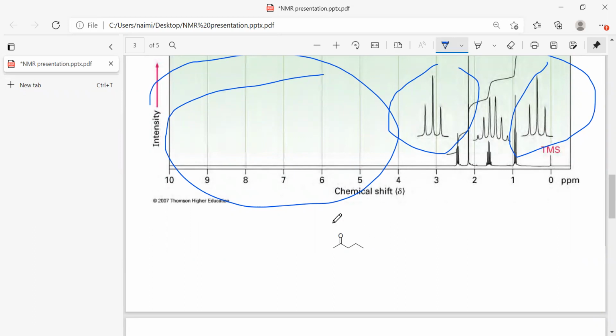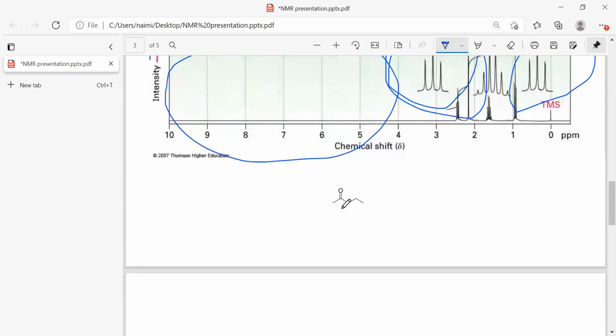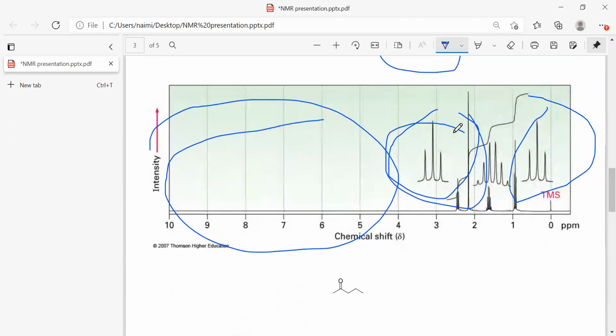This is the hexate, and this CS2 will be present in the deshielded region. So this is the CS3. Okay, and you can see one ketone will be present, and CS3 is also present. So this CS3 will appear as a singlet, because there is no splitting due to the absence of any CS2 and CS3 group.